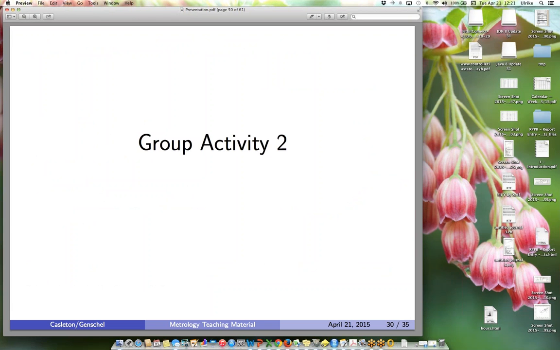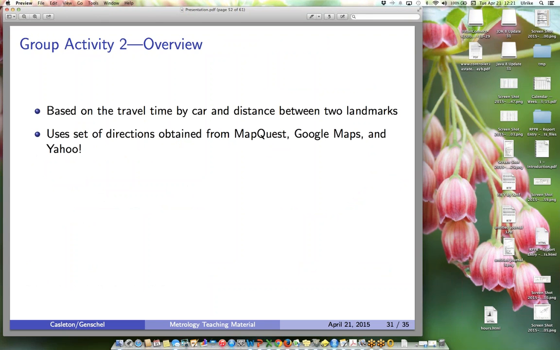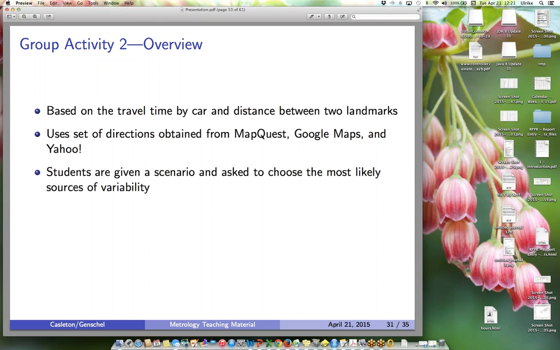So the group activity, I'm just going to talk briefly because I see we're already short on time. In this group activity, we focused on measurements of distances and time. And so we chose two landmarks. I think in the article we chose the Lincoln Memorial in Washington, D.C. and the White House, the distance and also the time it takes to travel between the two landmarks. And we asked students to use three different sets of directions from three different sources.